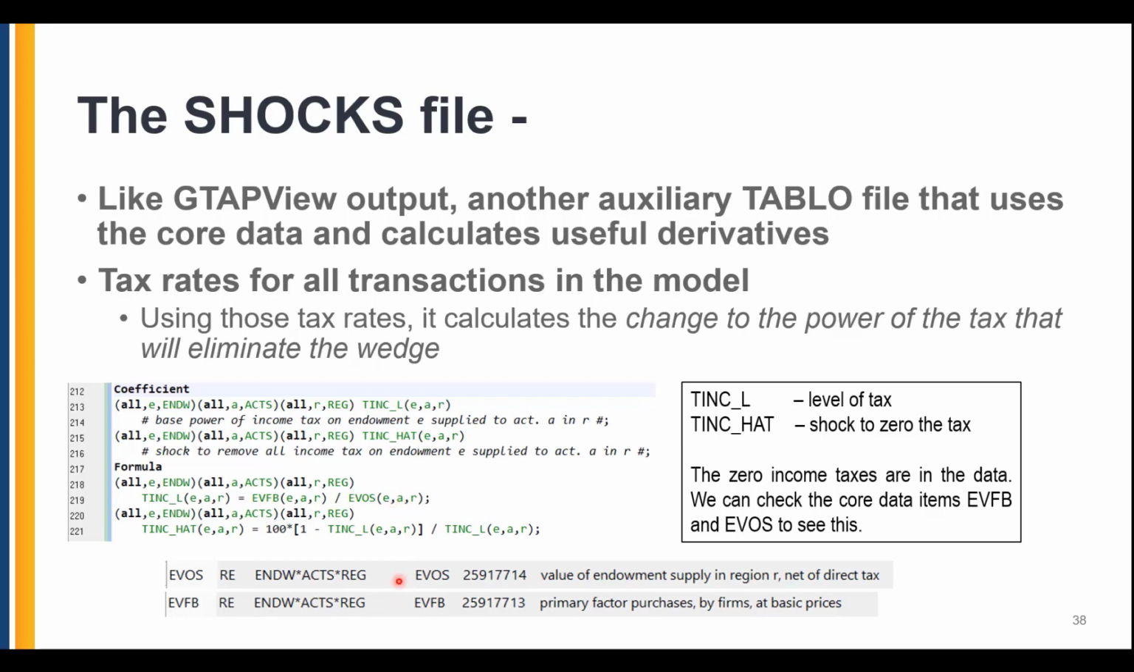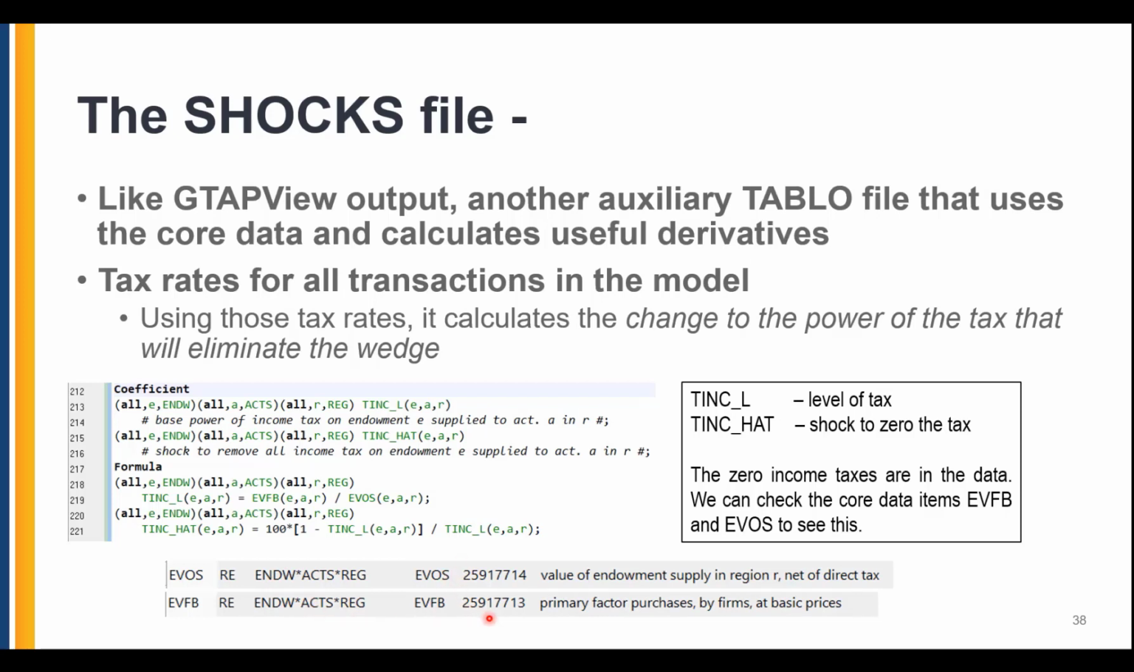And so down here I've copied the two core data pieces. So over here it says we could check the core data items EVFB and EVOS to see what's going on. And so EVOS written here, EVFB written here. So this is the order they would show up if you were reading down the core data. They're not side by side. I've clipped them out of the core data file, this one being very near the top, this one being down towards the middle of the headers.